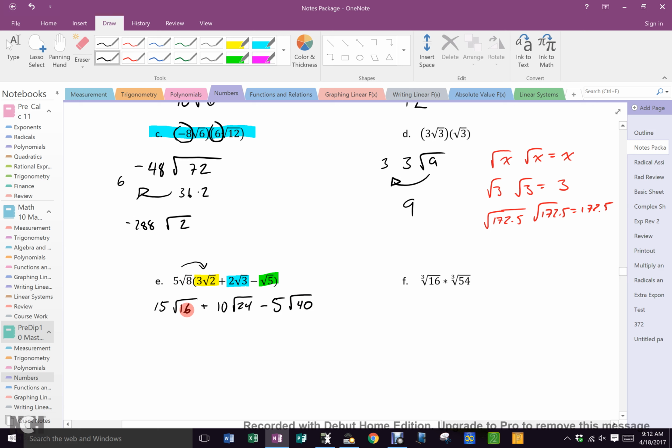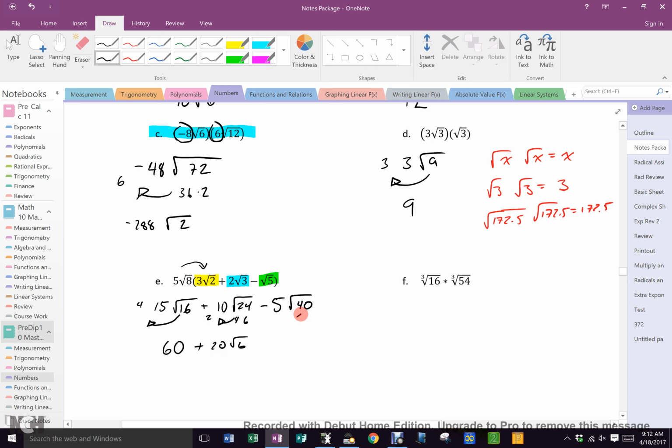Now, would we leave it like that? No. What is the square root of 16? 4. So what comes out? 4. That equals 60. What is 24? Yes, because that is 4 times 6. What comes out? 2. There's already a 10 there, so that's 20 root 6.